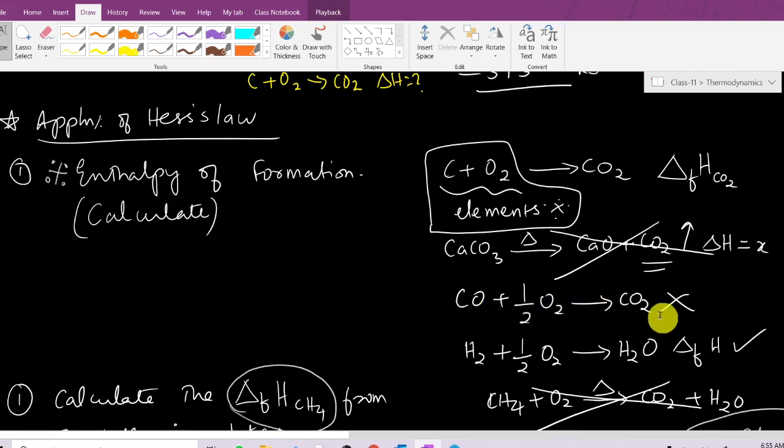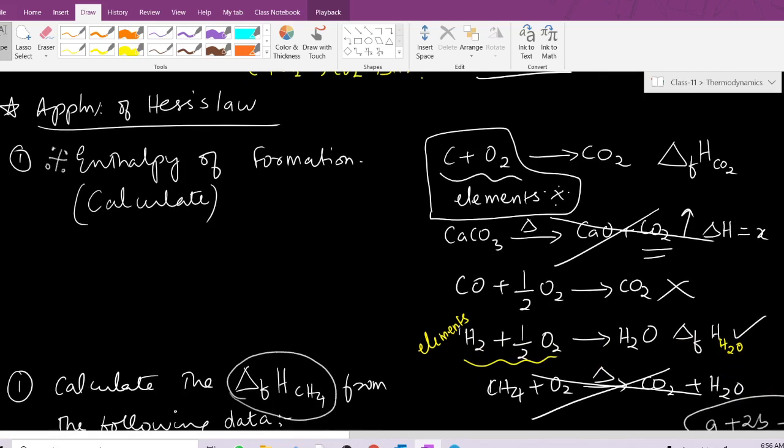Similarly, if you take, for example, water, H2 plus half O2 forms H2O, and this we call the enthalpy of formation of water. We call this the enthalpy of formation of water because it is formed from the elements present in water. What are the elements in water? It contains hydrogen and oxygen. So if water is formed from hydrogen and oxygen, then we say that it is the enthalpy of formation from the elements.